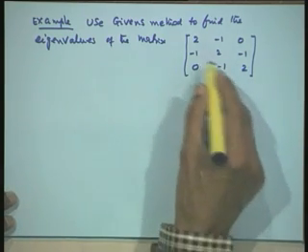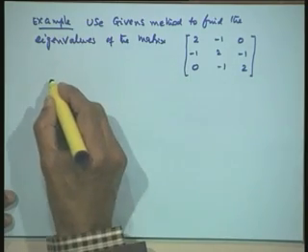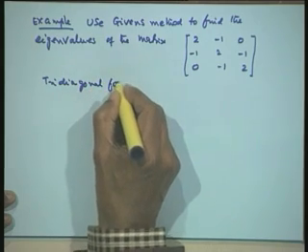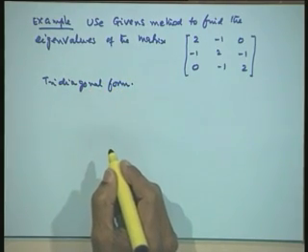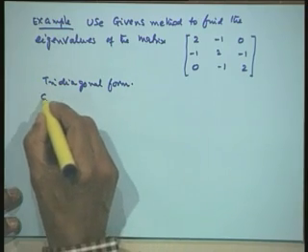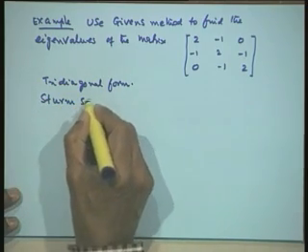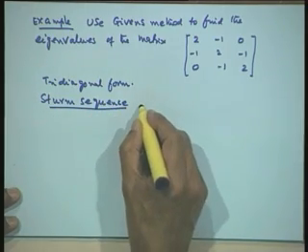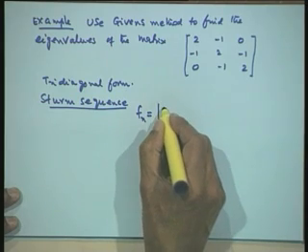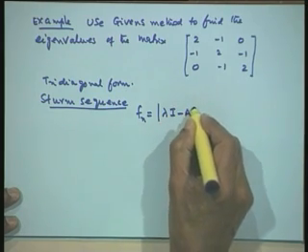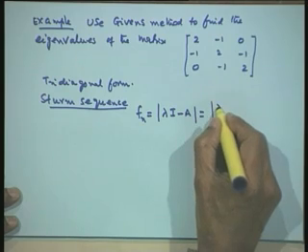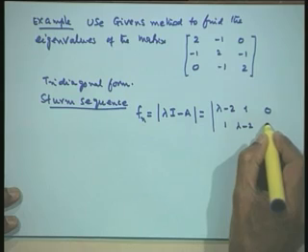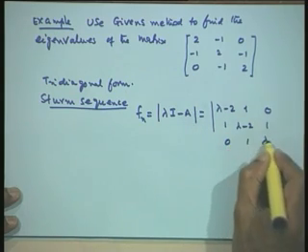This problem is already in the tridiagonal form, so we do not have to reduce it to tridiagonal form. Now, I need to form the Sturm sequence. So, let us write down what will be our Sturm sequence. For this I need to write down our matrix, that is the characteristic equation, lambda I minus A, that is equal to lambda minus 2, plus 1, 0; plus 1, lambda minus 2, plus 1; 0, plus 1, lambda minus 2.